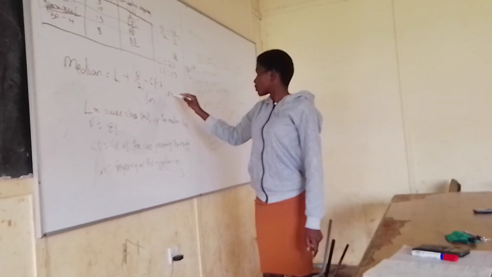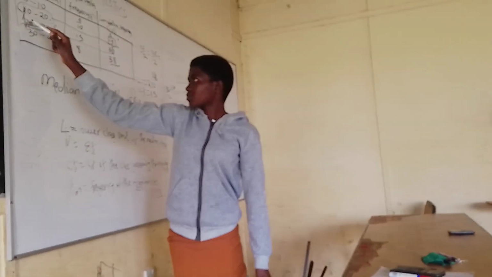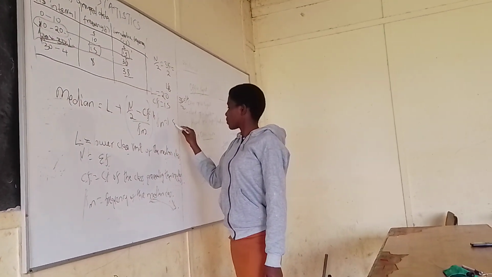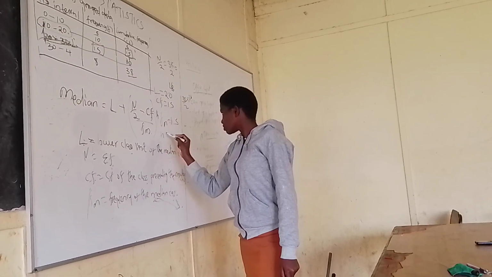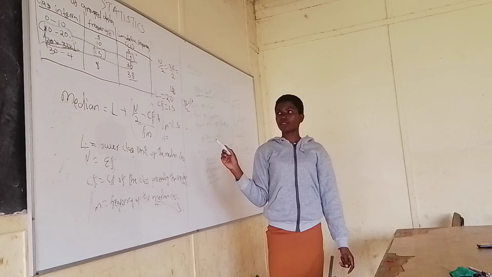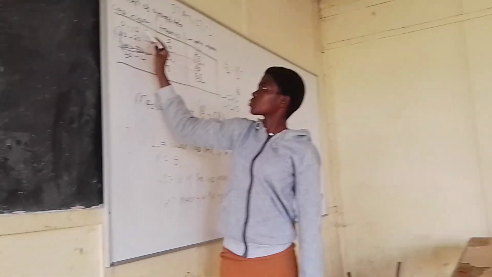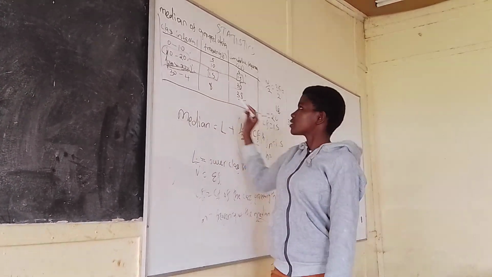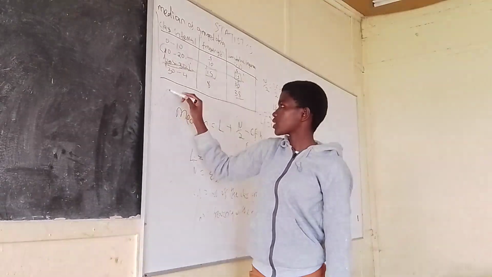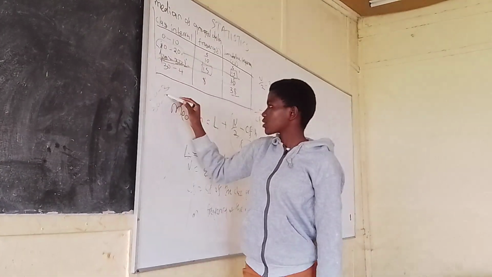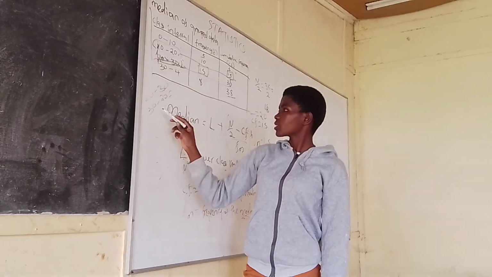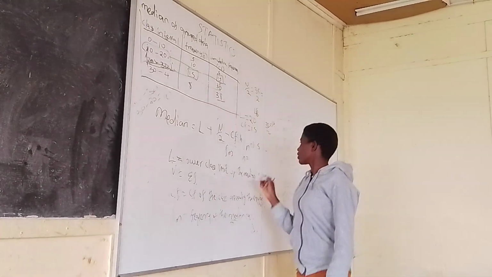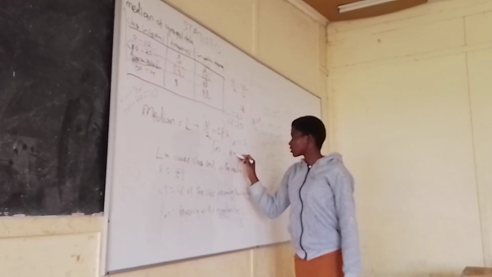Then the frequency of the median class. The median class is 20 to 30. Its frequency is 15. Then we have H. H is the class interval. The intervals here are 0 to 10, 10 to 20, 20 to 30. So you take 30 minus 20 to get the interval. What is 30 minus 20? 10. So the class interval, which is H, is 10.